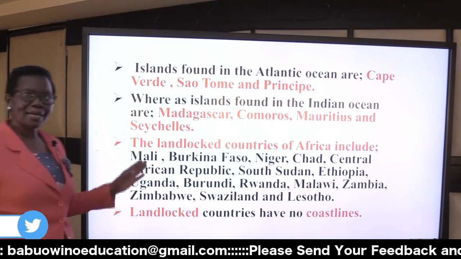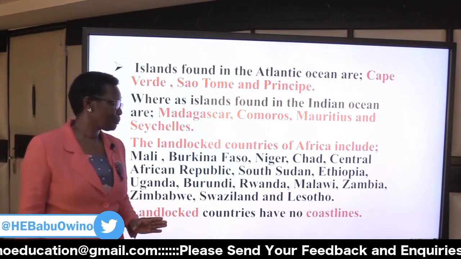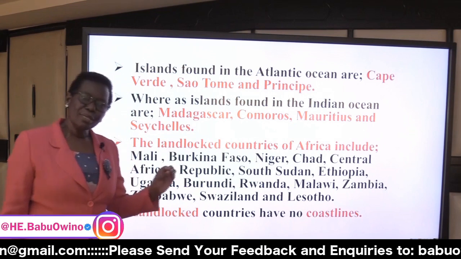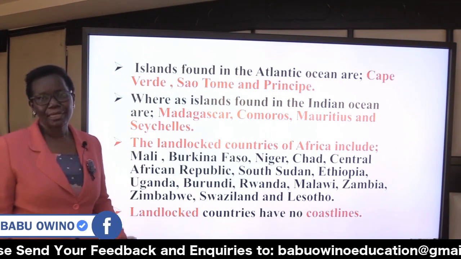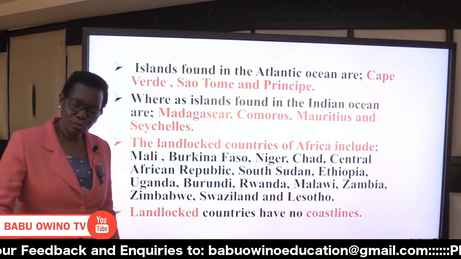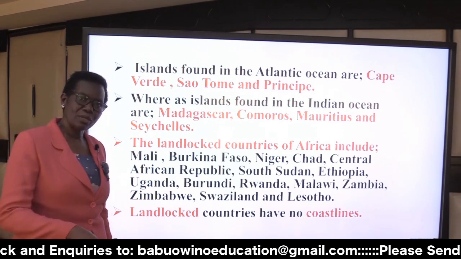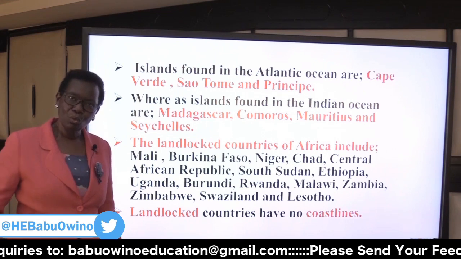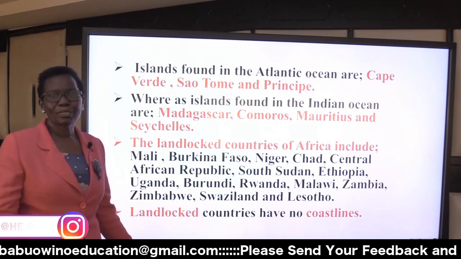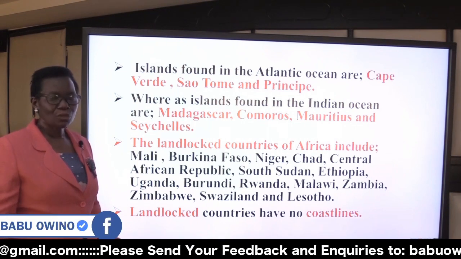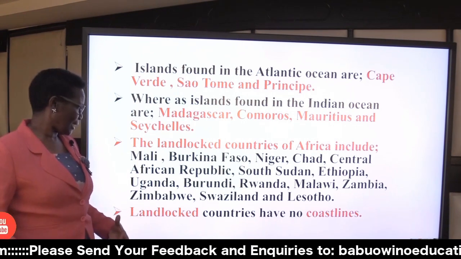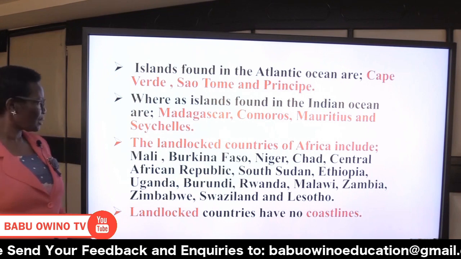Then there are other countries which are landlocked. As I taught you in class 6, a landlocked country is a country which does not have a coast, does not have a coastline, or does not have a coast with the large water bodies like the sea and the ocean. They do not have. So they are just landlocked. They are inside. So landlocked have no coastlines.